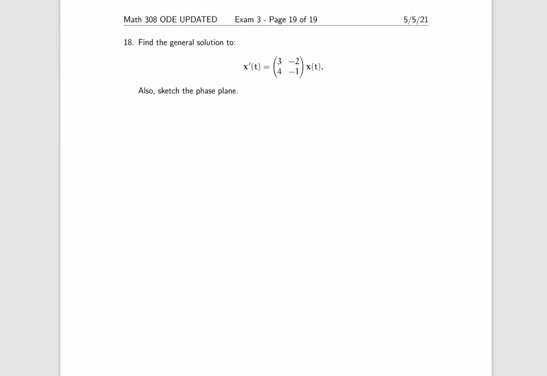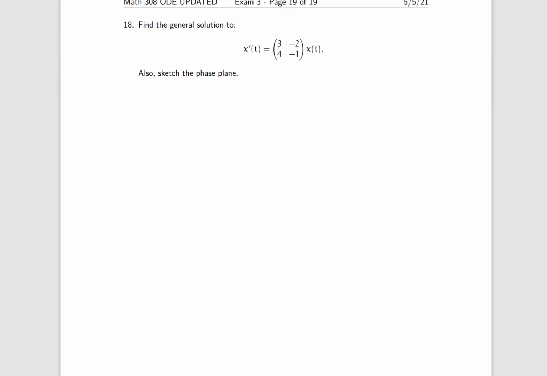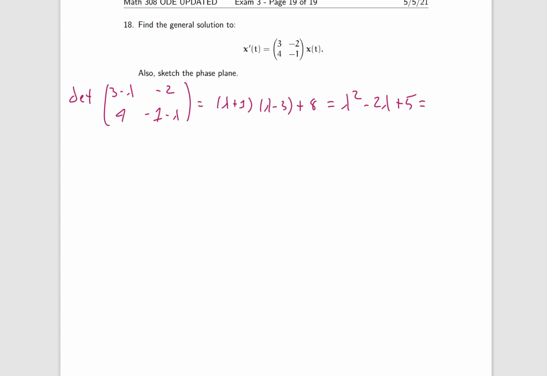So I'm going to start by finding, so on the exam, on a question like this, you'll have an extra page. Okay, so first we want to find the eigenvalues and eigenvectors. So we're going to look at the determinant of 3 minus lambda, minus 2, 4, minus 1 minus lambda. This is equal to lambda plus 1 times lambda minus 3, plus 8. Okay, this is going to be lambda squared minus 3 lambda plus lambda, so minus 2 lambda, minus 3 plus 8, so plus 5, and I want to set this equal to 0.